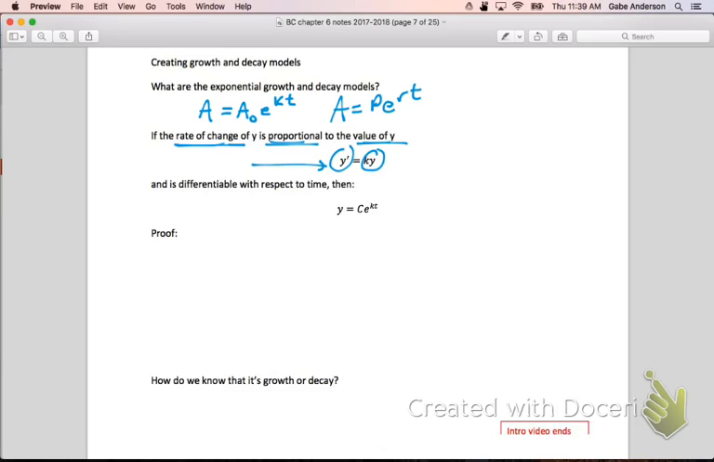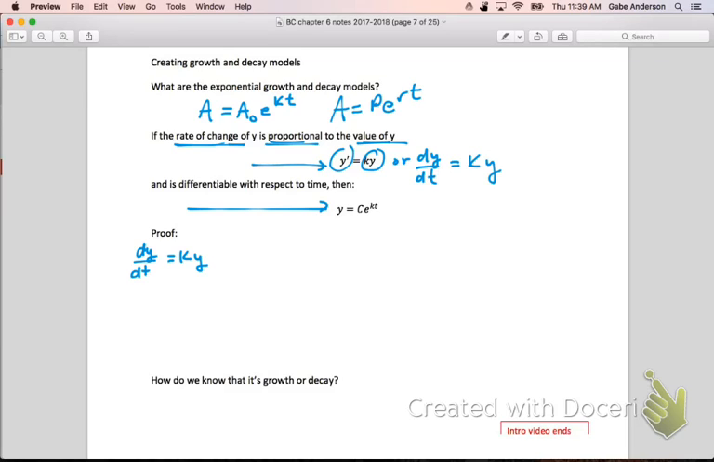Okay, so the differential equation would be y prime equals ky, or you could write dy/dt is equal to ky. That differential equation, if solved for its solution, would be y equals Ce to the kt. And I want to take a moment here and prove that to you. So check this out. If I've got dy/dt equals k times y, and by the way, k is a constant, let's keep that in mind.